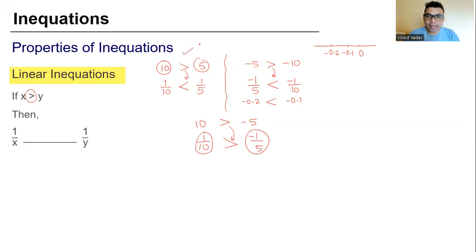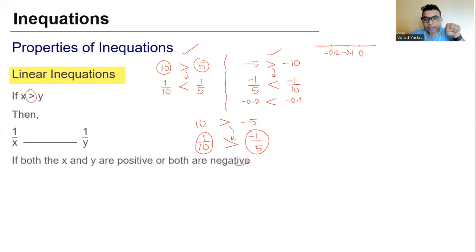This is what we call exploring all possible cases, friends. That is why we need to mention this: if both x and y are positive or both are negative, meaning both x and y are of the same sign, then you can flip the inequality sign. If they are of opposite sign, of course, the inequality symbol stays the same. Understood?